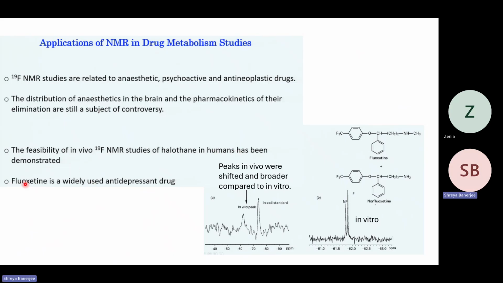And fluoxetine is also a drug containing fluorine, that has also been studied both in vivo and in vitro. In vitro, you can see the peaks of fluoxetine and one of its metabolites, norfluoxetine, are very sharp. In vivo, the peaks are much broader and they are also shifted. And you can see signal noise ratio is not very good in vivo compared to in vitro.